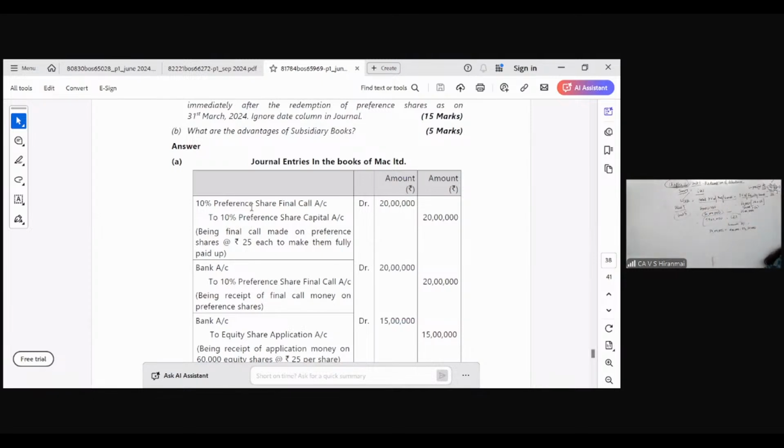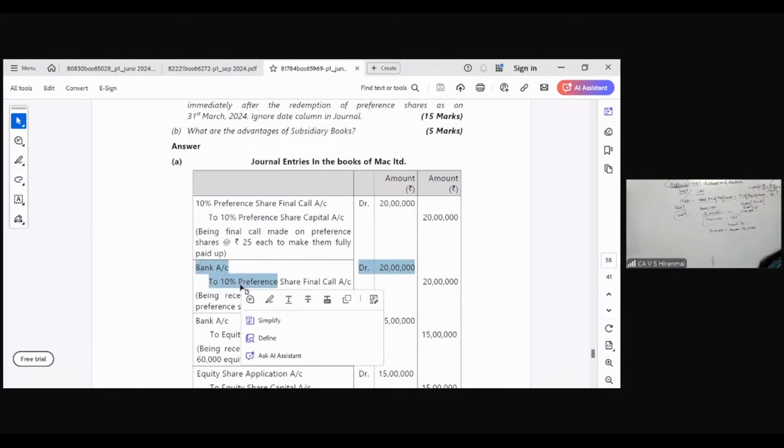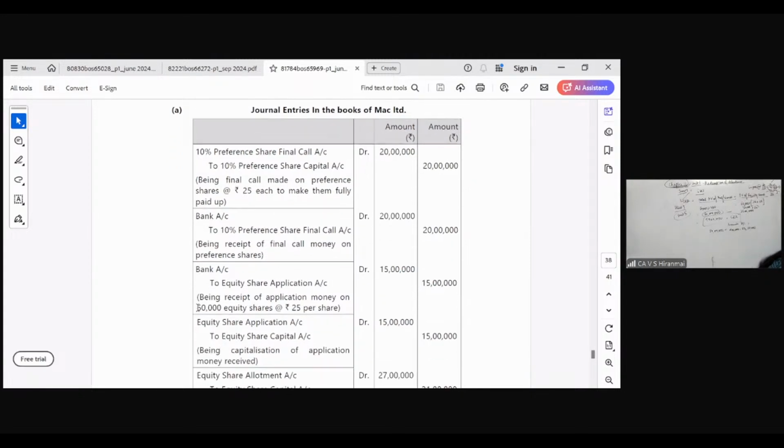So the first one I told you, final call to 10% preference share capital. That 25 rupees on 80,000, 20 lakhs, they are making the final call. Then you have the bank account receipt entry. Okay. Now come here. They are making the entries for what? They are making 60,000 equity share rights issue, no? So these additional shares they are issuing, first application money is 25. So I need to pass the bank entry first. So 25 rupees into 60,000 is 15 lakhs, okay? Next I am doing the transfer entry, equity share application to equity share capital, same thing.